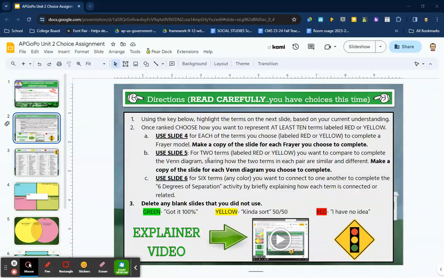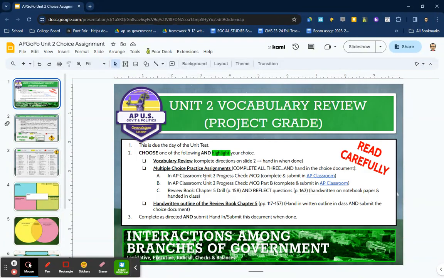Hello, you should be looking at the AP Gov Unit 2 choice assignment, and this is particularly about the vocab choice. I want to remind you though on slide 1 that you have to make one of these three choices for vocab review, multiple choice practice, or the handwritten outline for the review book.